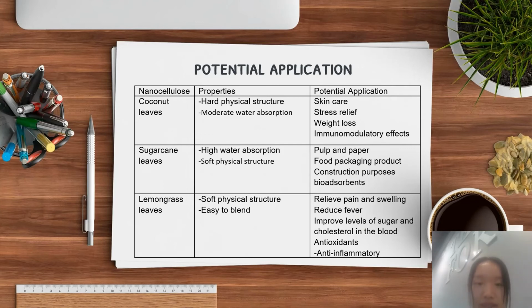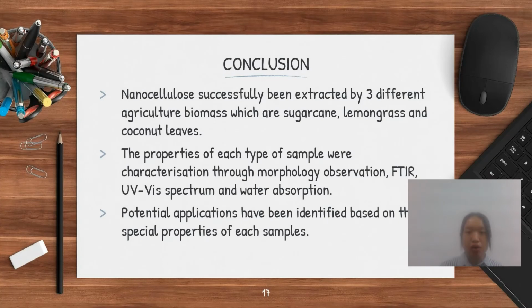Conclusion. Nanocellulose has successfully been extracted from 3 different agricultural biomass, which are sugarcane, lemongrass, and coconut leaf. The properties of each type of sample were characterized through morphology observation, FTIR, UV spectrum, and water absorption. Potential applications have been identified based on the special properties of each sample.